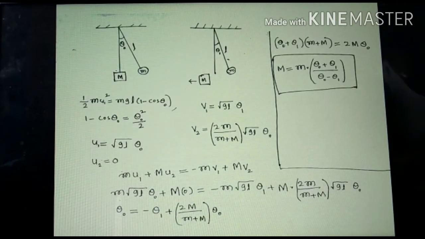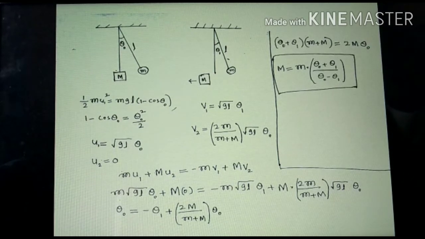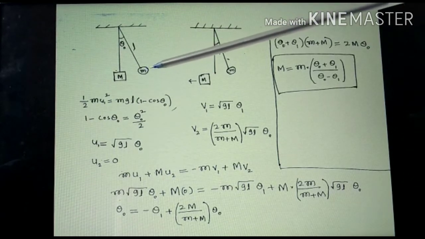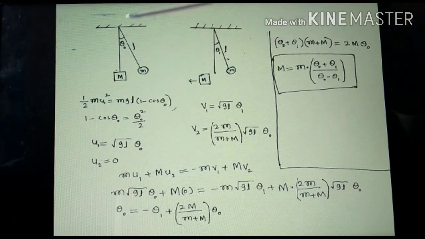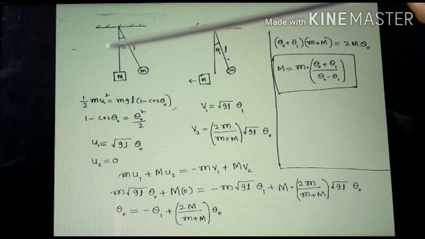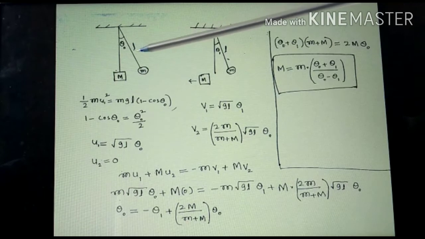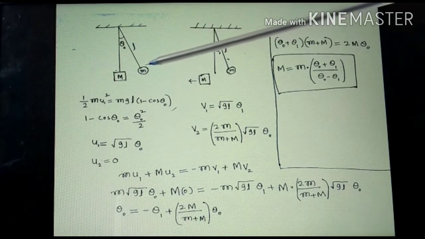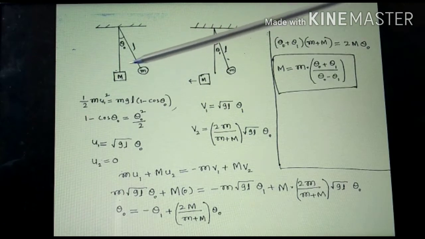You see here, you are seeing the solution now. Open the solution. In the first case, the pendulum small m is making angle theta naught from the vertical direction. Now I leave it. What happens? It will oscillate, no? It will move downward.